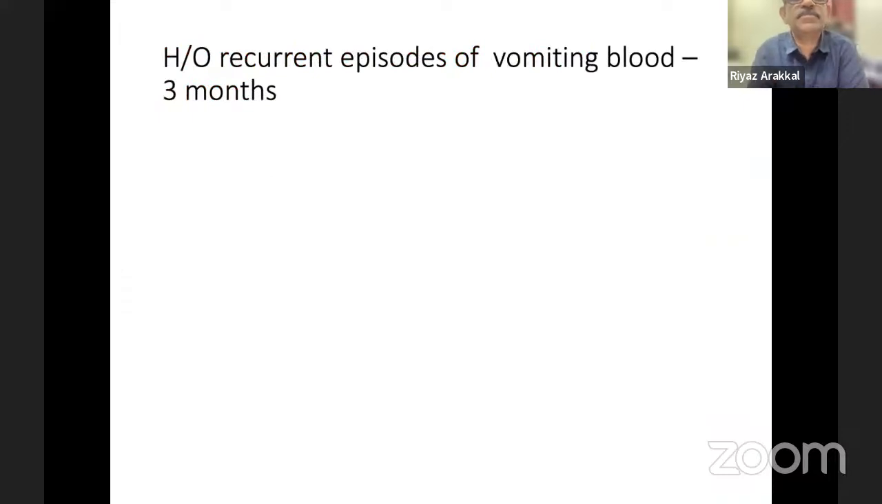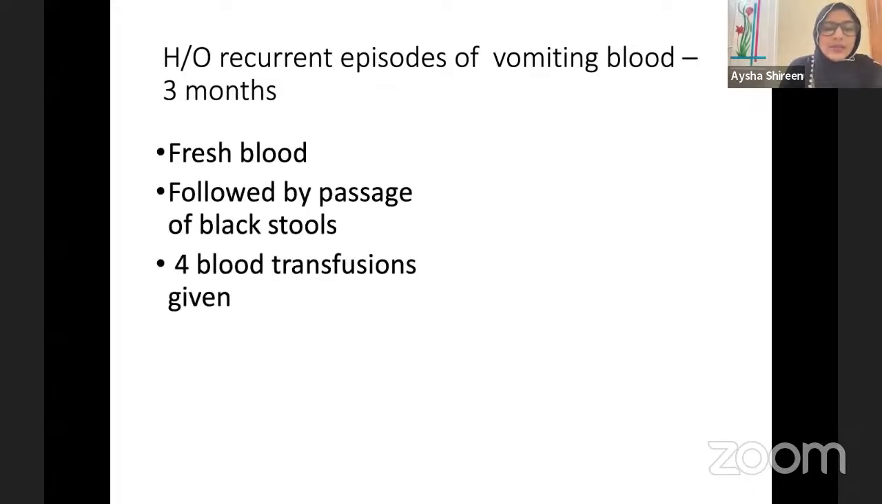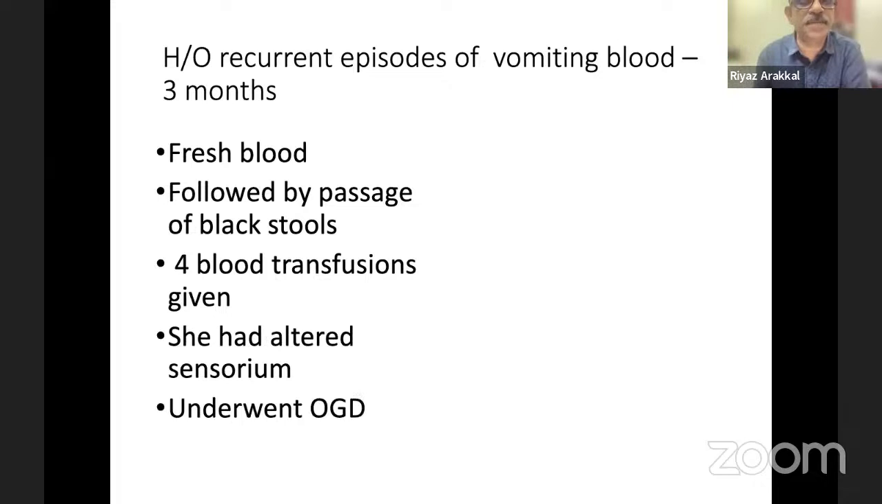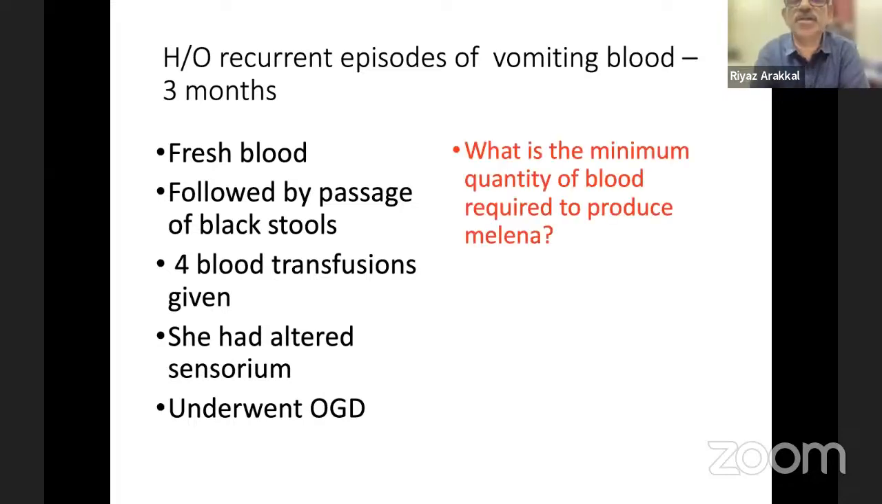Okay, Aisha. She had a history of recurrent episodes of vomiting blood for the last 3 months, and it was fresh blood. It was followed by the passage of black tarry stools, and she was given blood transfusion 4 times. So that means she had a massive bleed. She had altered sensorium, and she had also undergone OGD scopy. Now, what is the minimum quantity of blood required to produce melena?